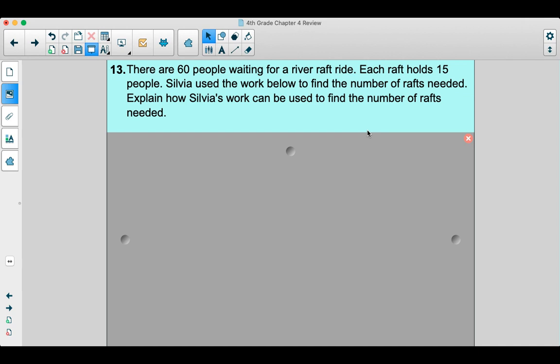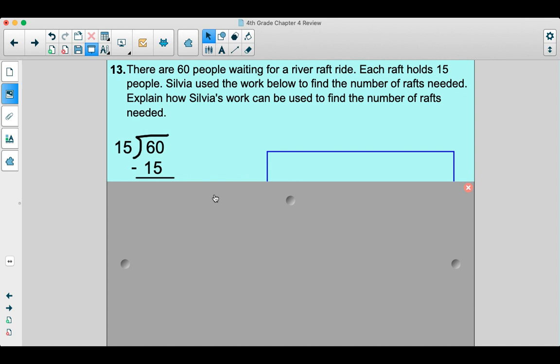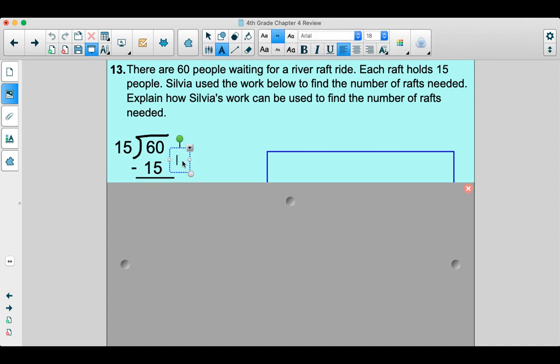All right, so now it's time to see what Sylvia did. All right, so let's check it out. She did 60 people divided into rafts of 15, right? So you can imagine that. Okay, so she's like, all right, first group, 15 people, you get a raft. This is the 15 people here. This represents one raft, right?